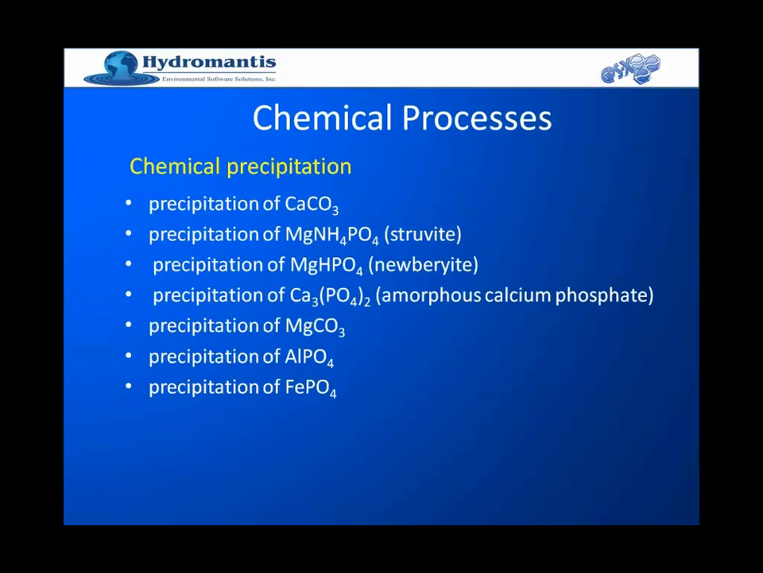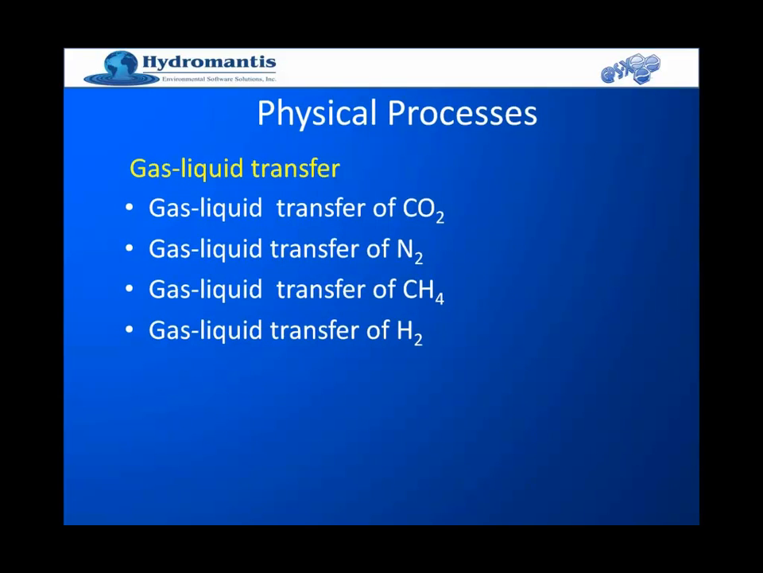For the chemical processes, as I already mentioned, there are 7 precipitates which we include in the model. I won't go into each one of these, but there are 7 precipitates which are the main ones in wastewater treatment plants. Also, we model the gas liquid transfer as a physical process. We model the gas liquid transfer of CO2.